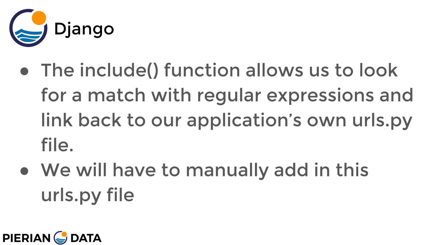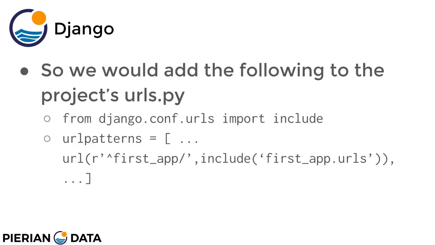As a quick note, we'll have to manually add in this urls.py file because when you start your application, it doesn't automatically create one for you. Unlike when you start your project, it does create the urls.py file for the project.